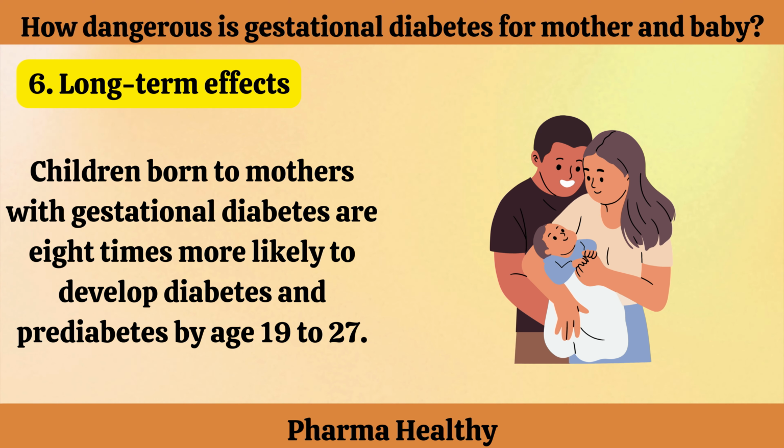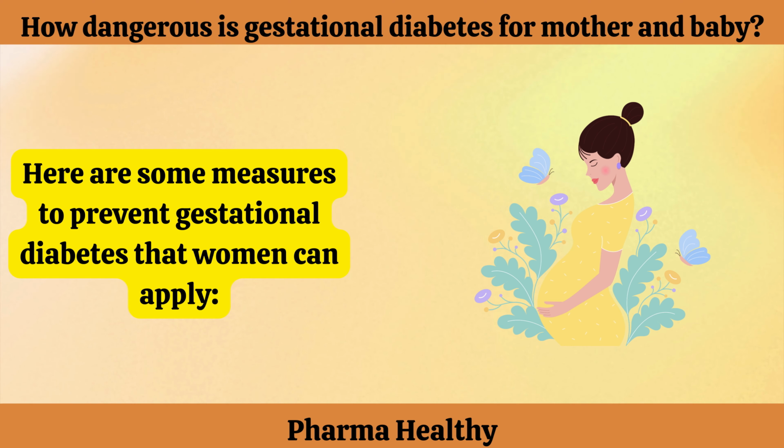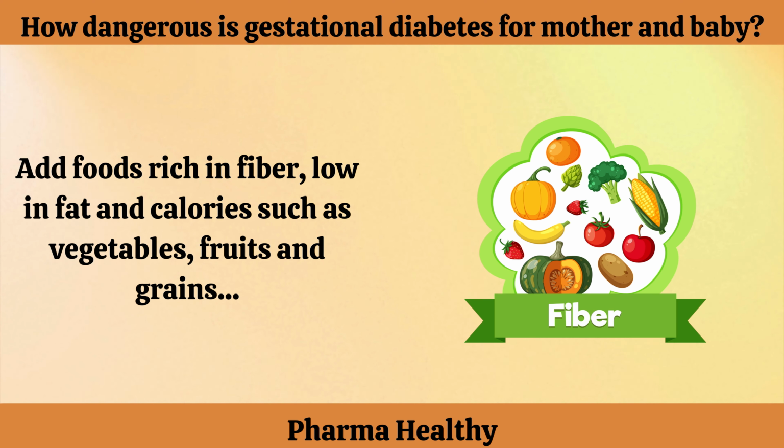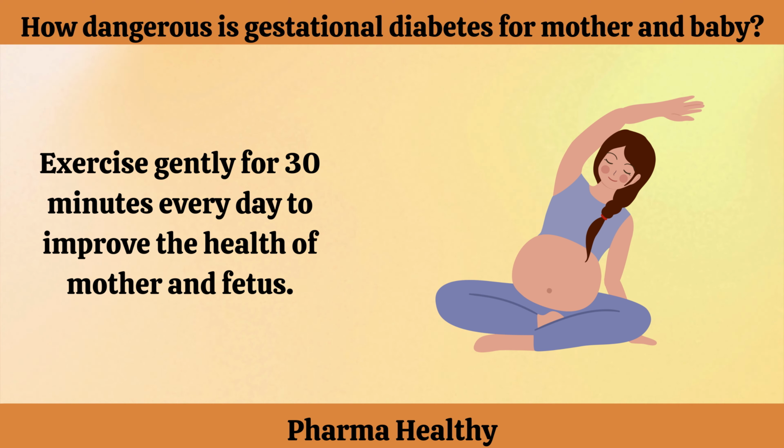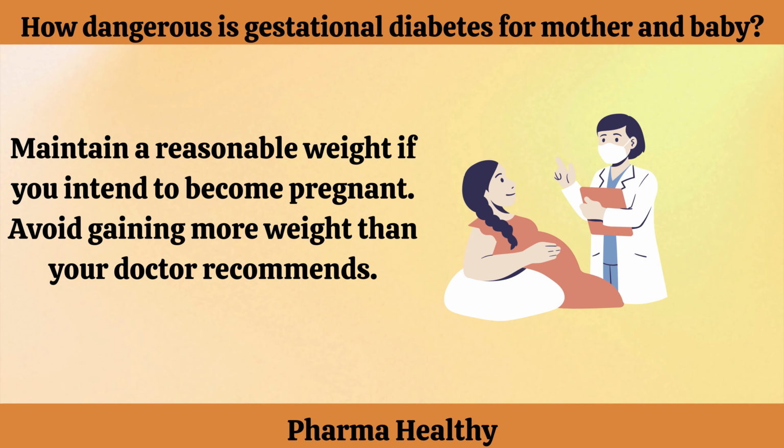Here are some measures to prevent gestational diabetes that women can apply. Add foods rich in fiber, low in fat and calories such as vegetables, fruits and grains. Exercise gently for 30 minutes every day to improve the health of mother and fetus. Maintain a reasonable weight if you intend to become pregnant. Avoid gaining more weight than your doctor recommends.